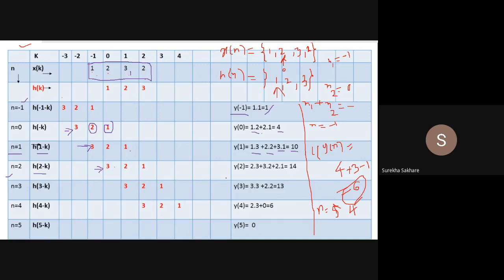So 2 into 3, one value. 3 into 2, another value. 2 into 1, another value, and you get 6 plus 6, 12. 12 plus 2 is 14. Okay. So now you're coming to the next value of n, because you have not yet come to the unoverlapped position. So we are moving to n equal to 3. Then I have h of 3 minus k. Now again a shift towards the right hand side.